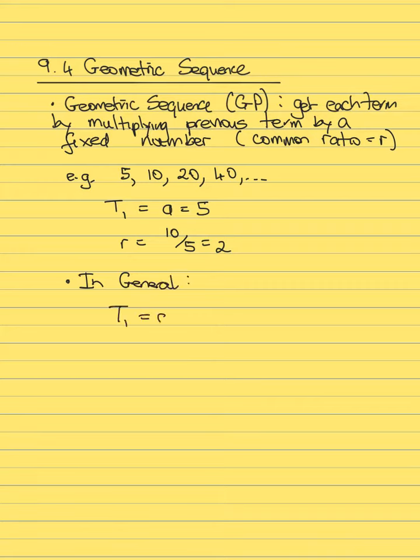In general, for a geometric sequence, the first term is A, the second term is A times R, in other words, the first term by the common ratio, the third term is A times R squared, and so on, and that gives us the general term Tn is equal to A times R to the power of n minus 1, because you can see that the power is 1 less than the term number.